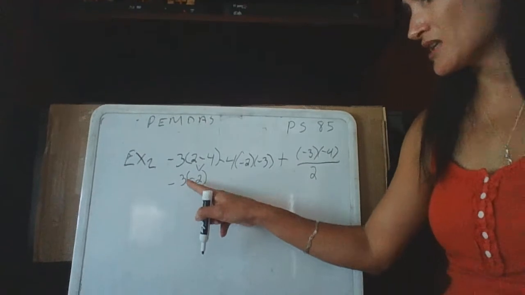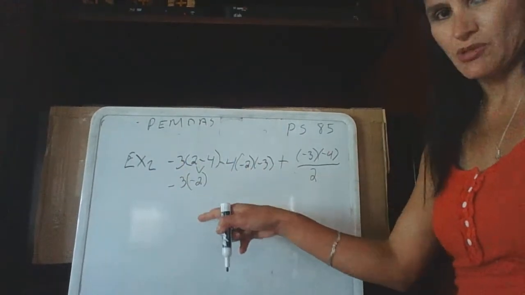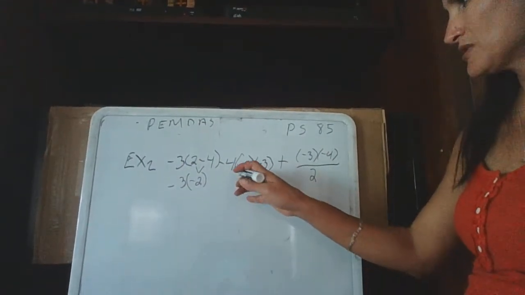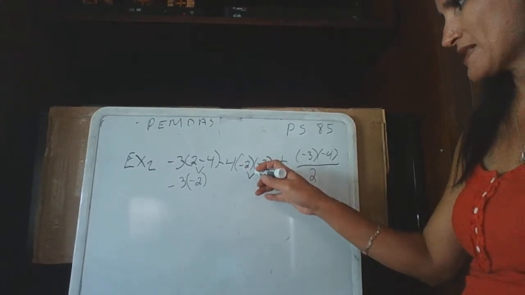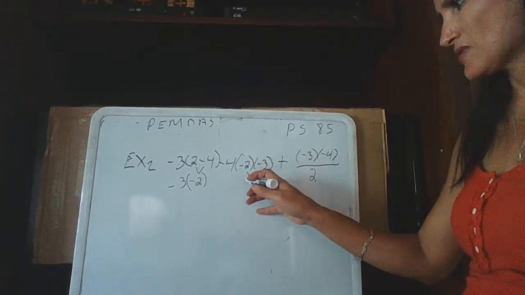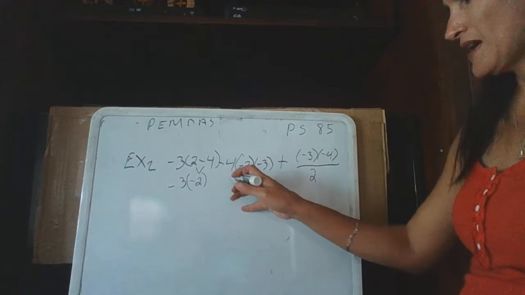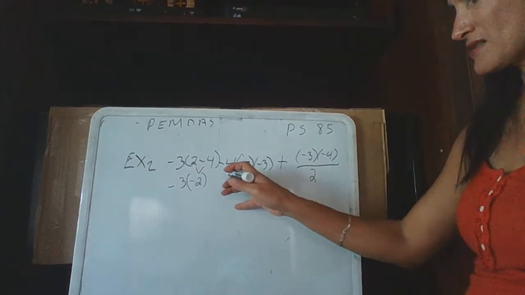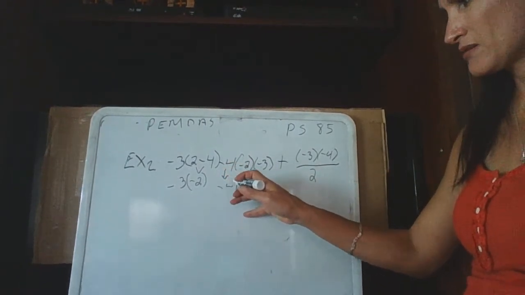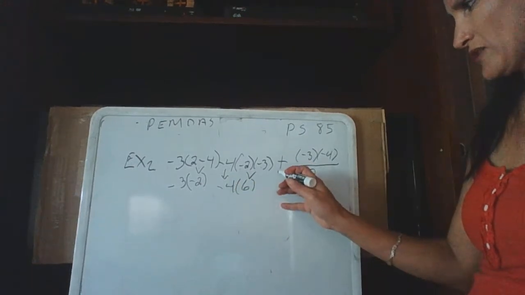I have to keep my parentheses because I'm still multiplying here. Then I'm going to look over here and do my second parentheses. Negative times a negative is a +6. And then again, I have to keep my parentheses and drop the -4. Okay? I'm going to bring this down.